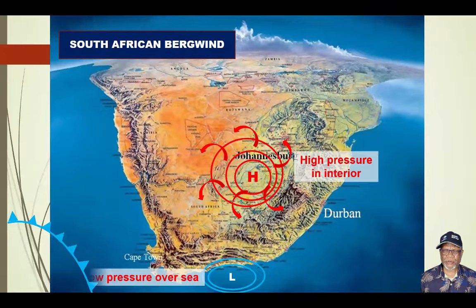Okay. Now what do we have there? We have berg winds. You must be able to define what berg winds are. Berg winds are hot, dry winds that blow from the interior to the coast during summer.